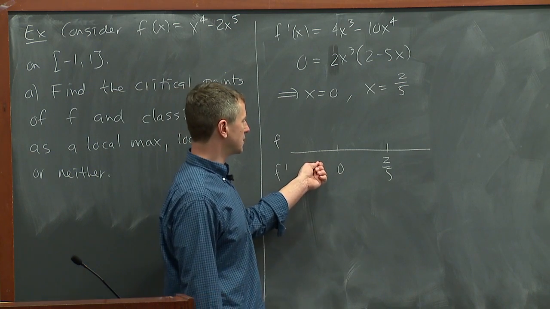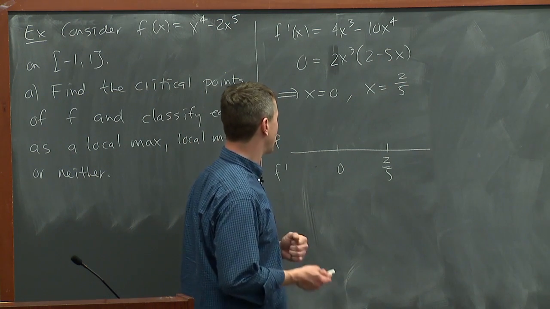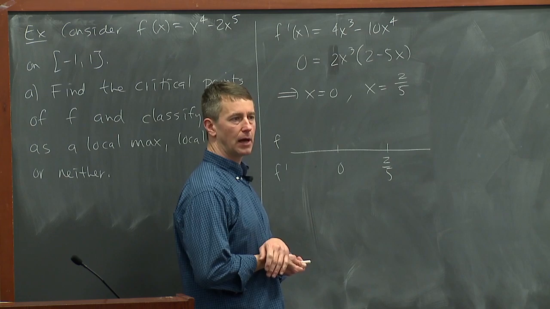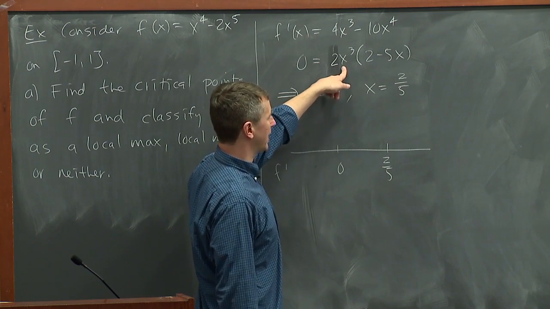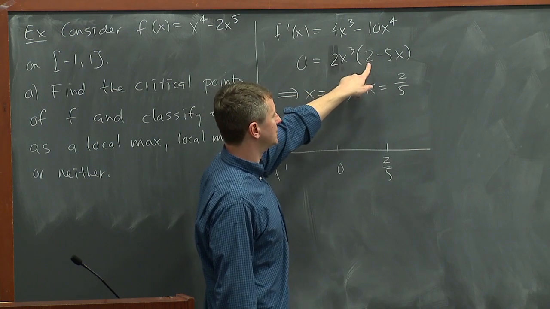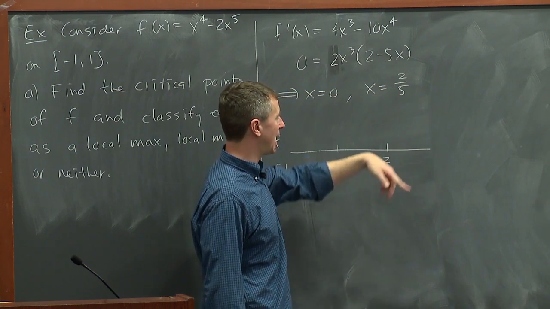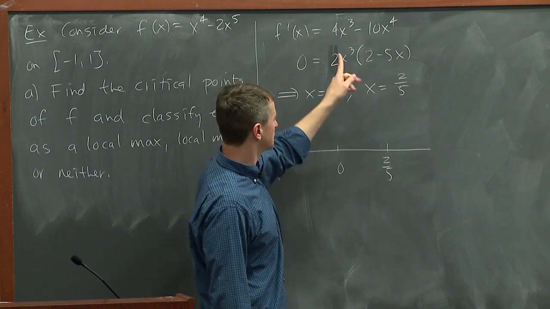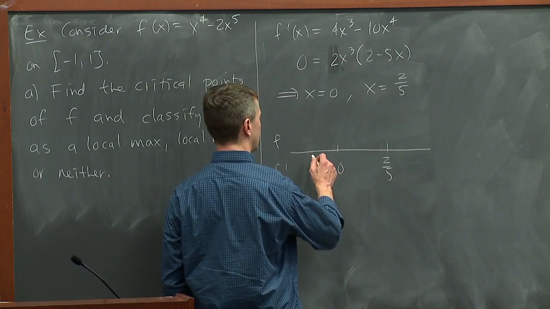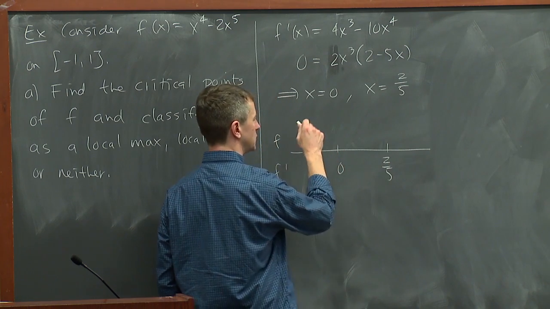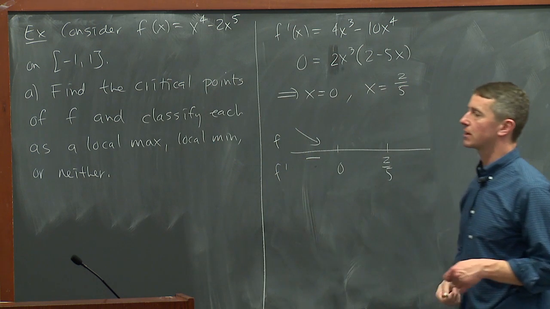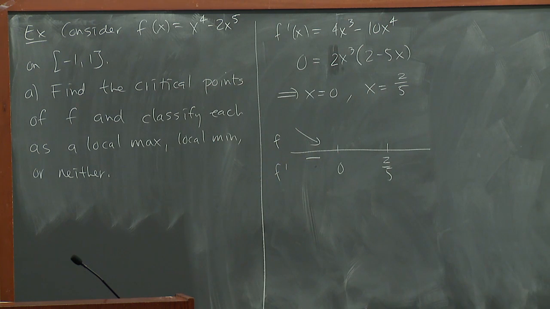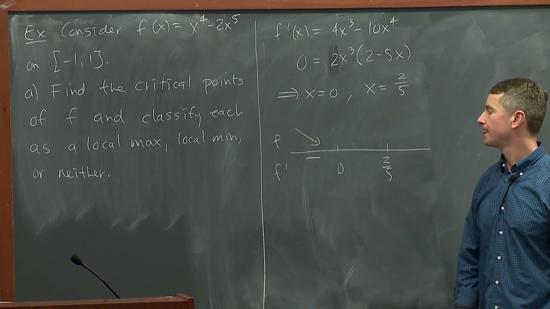So we pick a number on the left of 0, like -1. And do I care what number I get for f prime? I only care about the sign. So I take a negative and I cube it, I'm going to get a negative. And 2 minus 5 is like saying 2 plus 5. So we get a negative times a positive, which is a negative. So what's f doing out here? Decreasing. Meaning x equals 0 cannot possibly be a local max, right? Because the graph would have to go up first.